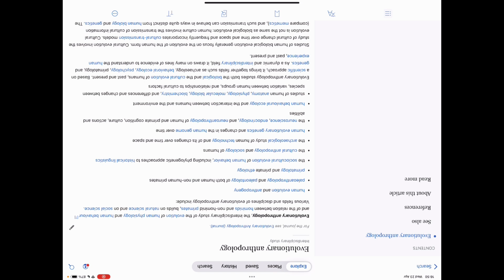Okay, let's talk about the difference between philosophy of anthropology and philosophical anthropology in 2-3 sentences, and then let's talk about the field of evolutionary anthropology for 2 sentences.